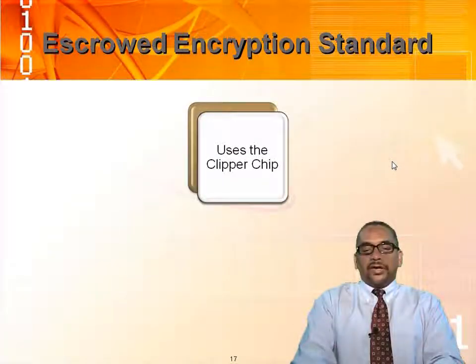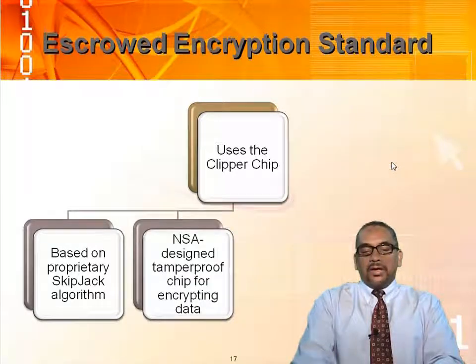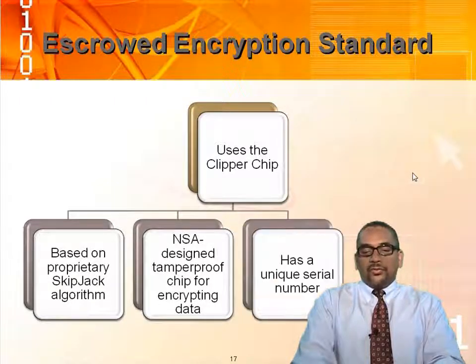We have this thing called the Escrowed Encryption Standard. This is what is used as something called the Clipper chip. This is actually based on the Skipjack algorithm that we talked about earlier. And it was designed by the NSA as a tamper-proof chip for encrypting data. The reason they came up with this Clipper chip is they said, look, we, the NSA, we, the U.S. government, want to have the keys that you use to encrypt your data, so that if we need to decrypt any transmissions, then we can go ahead and use that key.